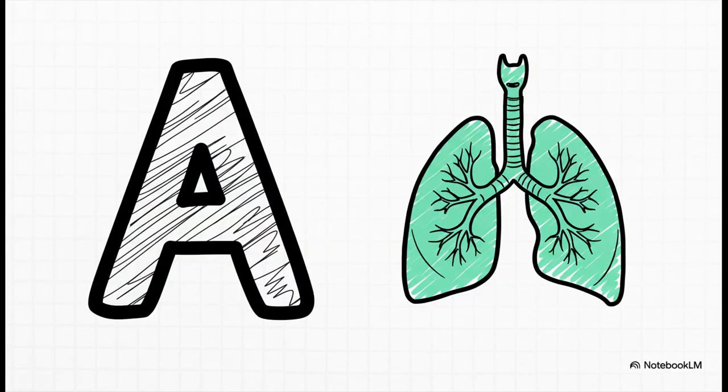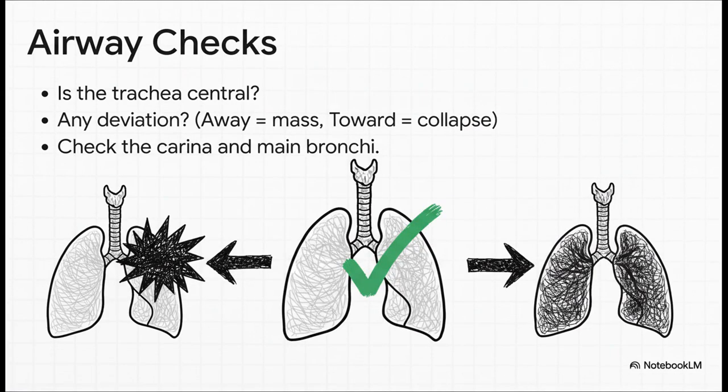First up, A is for airway. That's that big, dark tube of air you see running down the middle. So what you're looking for is pretty straightforward. First is the trachea. That's your windpipe. Is it dead center? If you see it getting pushed to one side, that might mean there's a mass or some fluid pushing it. If it's getting pulled over, that could signal a collapsed lung. Right away, that's a huge clue.